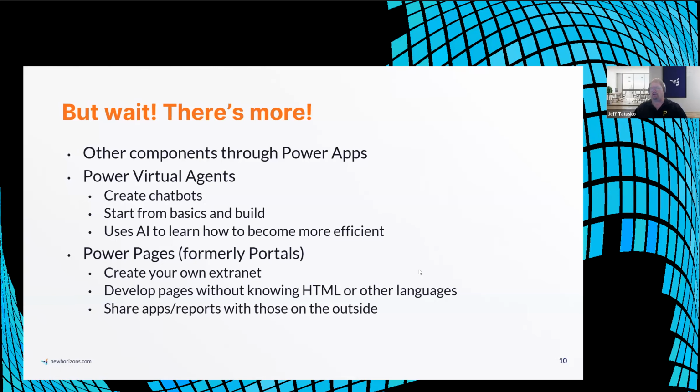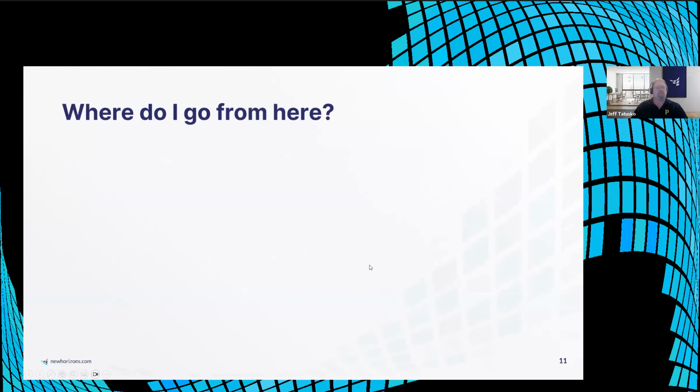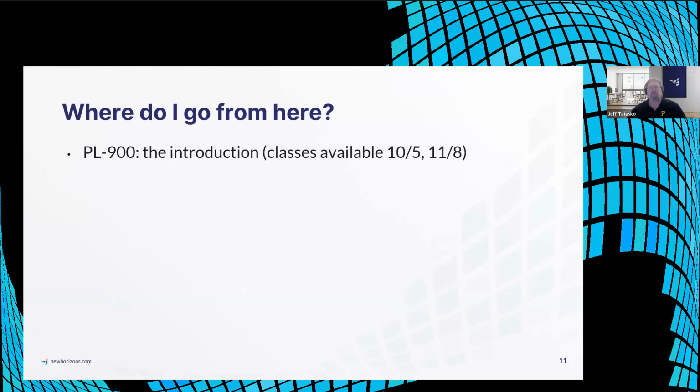So, having said all that, where exactly would you go from here? What exactly is this going to lead into? Well, again, basically, we're talking really in this class about the PL-900. We do have upcoming classes October 5th, November 8th. If you are interested, we can get you set up and signed up for those. Not a problem. But obviously, that's going to lead to a lot more.